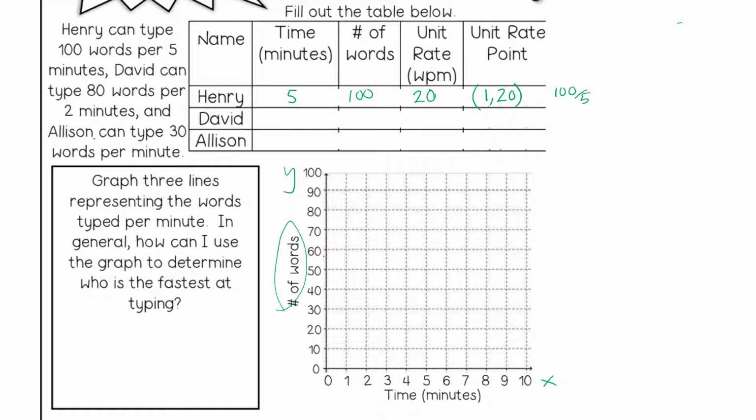Now, let's switch over to David. David will be blue, and David has 80 words in 2 minutes. So that means it would be 80 over 2, which is 40. And so our unit rate is 40 words per minute. And we write that as an ordered pair, which means it's a pair of numbers, as 1 and 40.